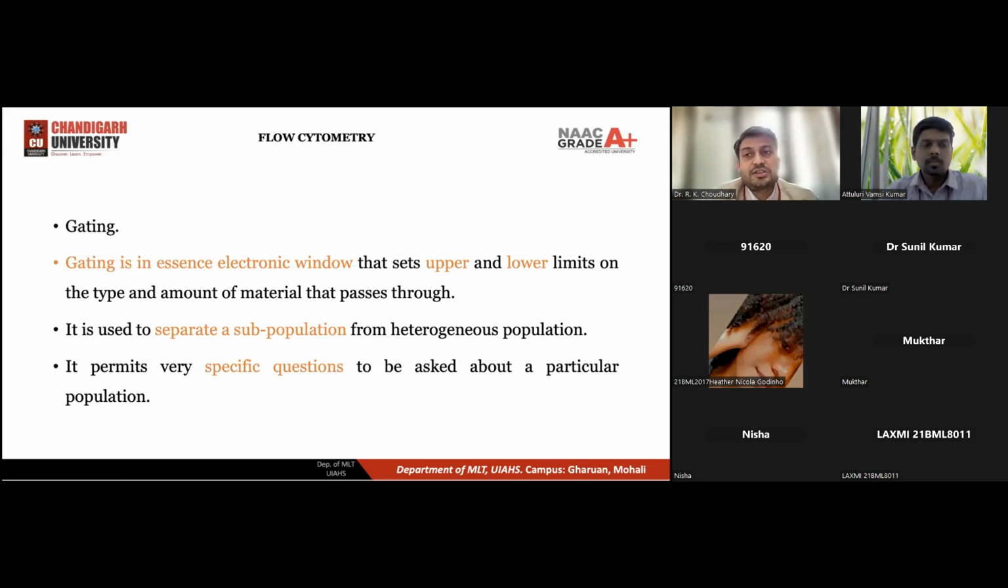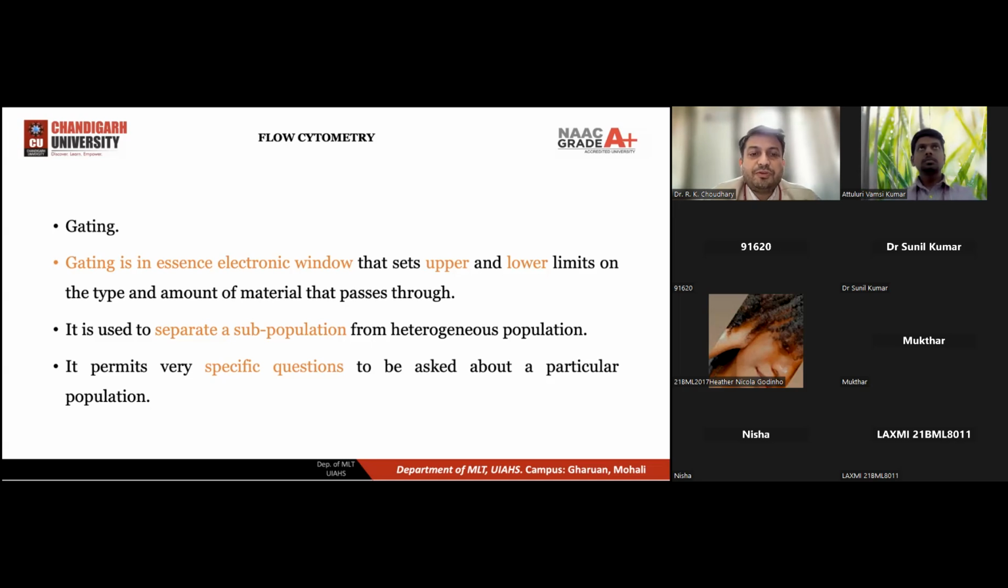That means separation. The subpopulation, for example progenitor cells. You can see progenitor cells from the heterogeneous population. Heterogeneous means different types of cells. Any type of different cells you can easily separate from this series. That's why we say we are doing phenotyping. Phenotyping is flow cytometry's main USP.